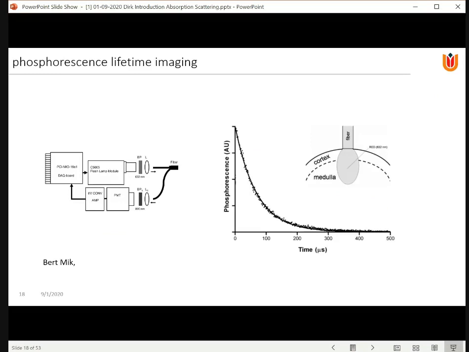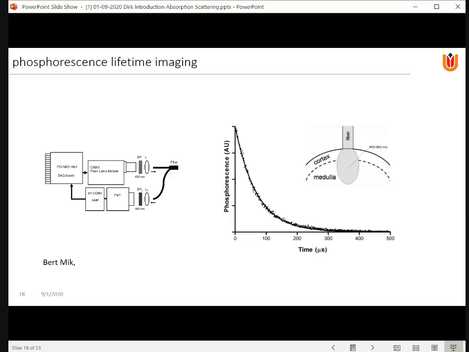This is not the prettiest slide, but it shows you an actual measurement, that this can actually be done. This is a phosphorescence lifetime measurement done on the kidney. The sketch on the right-hand side just shows two layers of the kidney, and the cartoon on the left-hand side. But the point is that you don't need very fancy equipment in order to do this.